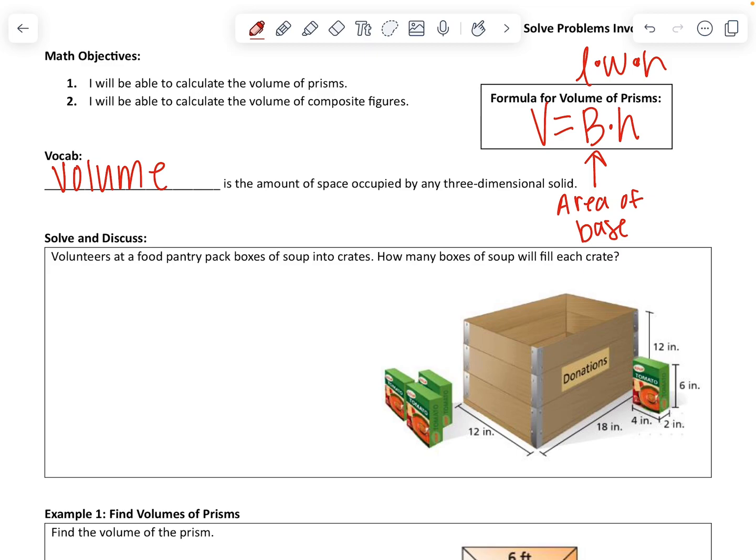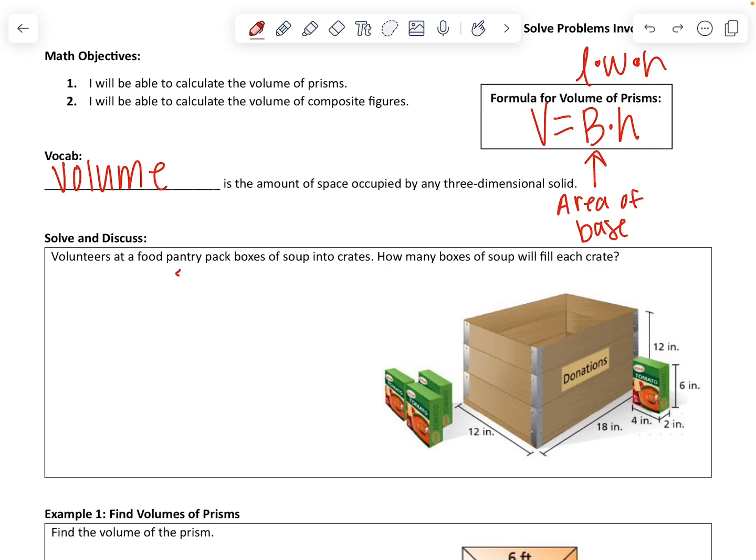In this first example, it says volunteers at a food pantry pack boxes of soup into crates. How many boxes of soup will fill each crate? The first thing we need to figure out is the volume of the box, and then we need to figure out how much space the boxes of soup take up, and find the volume of that. So first thing we've got to do, find the volume of our box.